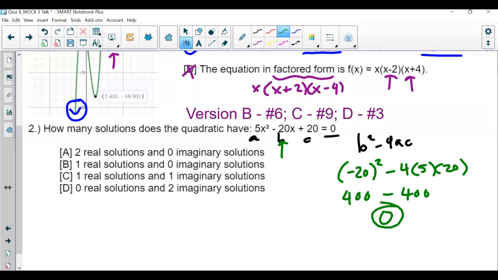So now you have to go back and look at the answer choices. Well, it's not A, because 2 real is positive. It's not 0 real, 2 imaginary, because that's when the answer is negative. Then you just have to remember, either you will have real solutions or you will have imaginary. You will never have both. You will never have one real, one imaginary. So that's why here, guys, a discriminant of 0 shows 1 real and 0 imaginary. So the answer was B.